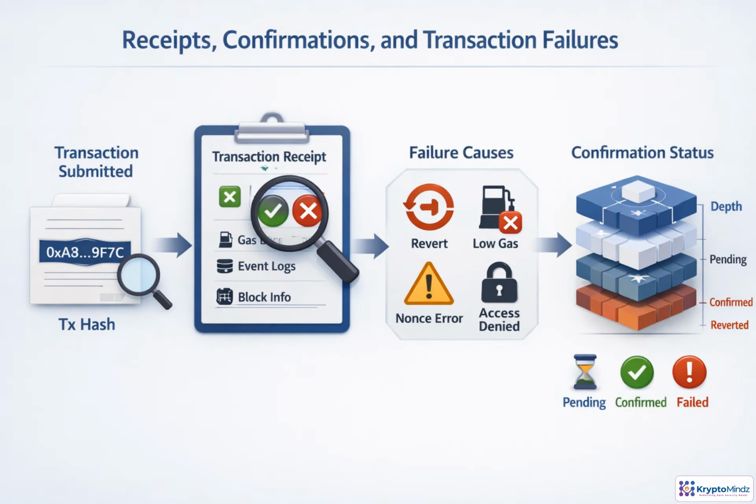A transaction hash only proves the network accepted the submission. It does not prove the state changed. To know the outcome, inspect the receipt, status, gas used, logs, and block details. If execution failed, look for signals like a revert, low gas, nonce conflict, invalid input, or access denial. Then wait for enough confirmations before treating success as final. Good applications translate this into clear user states: pending, confirmed, failed, reverted, or timed out.